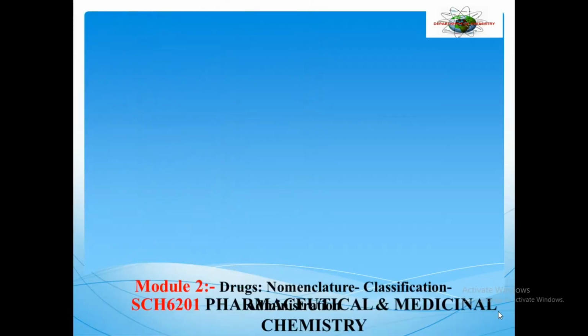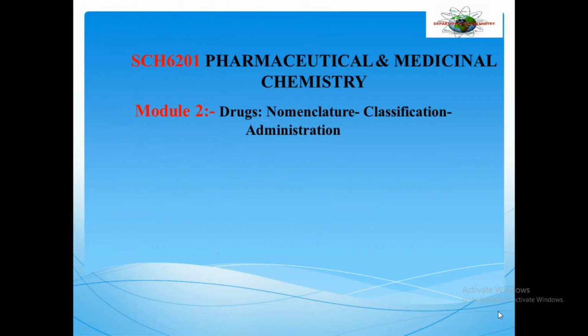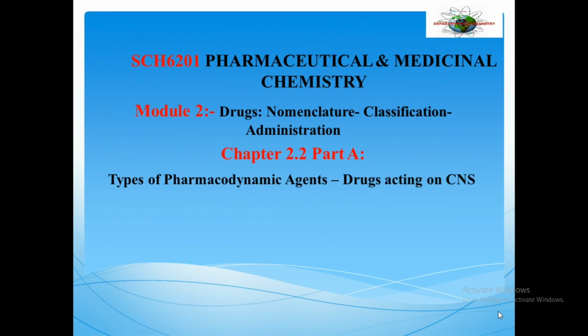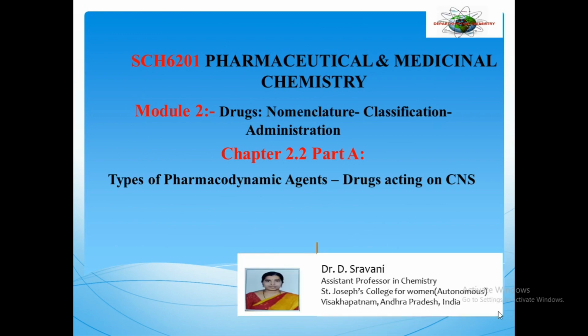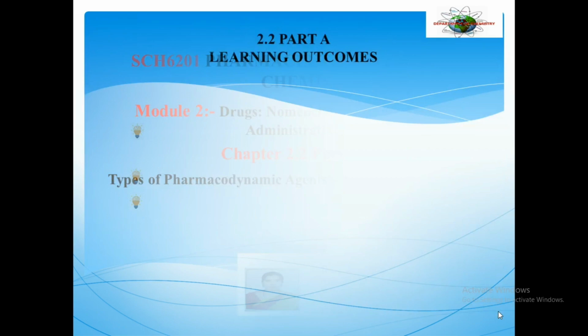Welcome to Module 2 Drugs, Nomenclature, Classification, Administration of the course Pharmaceutical and Medicinal Chemistry. Part A of Chapter 2.2 is about types of pharmacodynamic agents and drugs acting on the central nervous system. The instructor of this chapter is Dr. D. Sravani, Assistant Professor in Chemistry, St. Joseph's College for Women, Autonomous, Visakhapatnam.